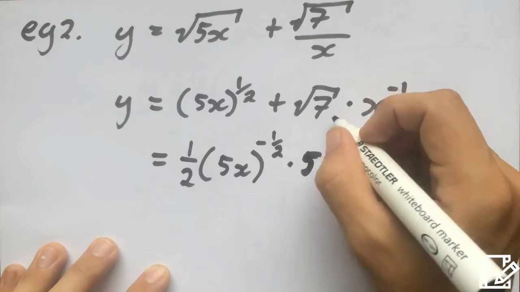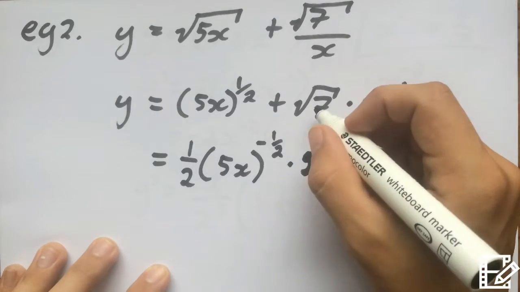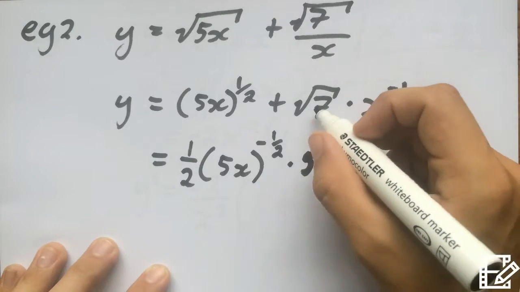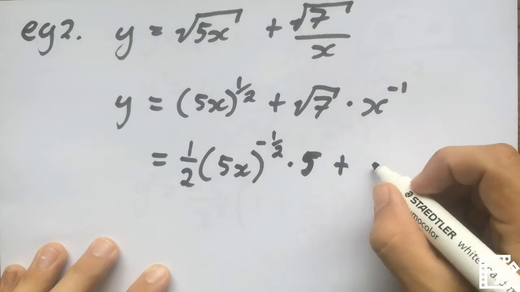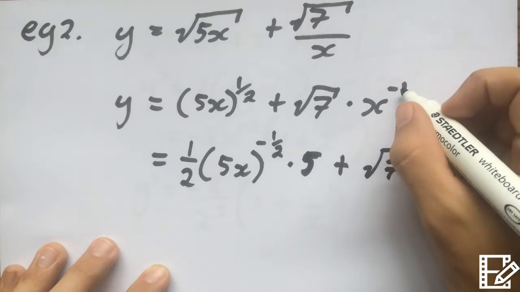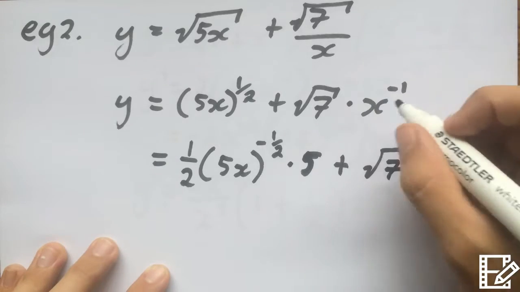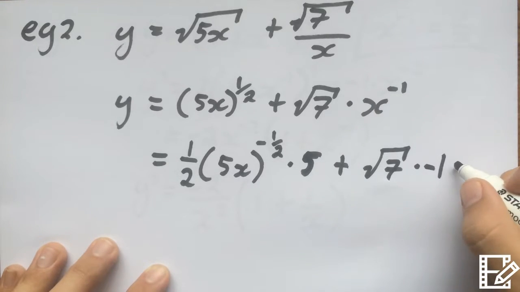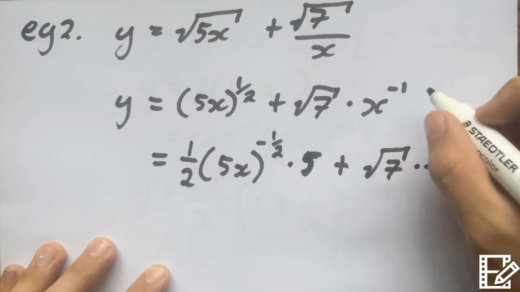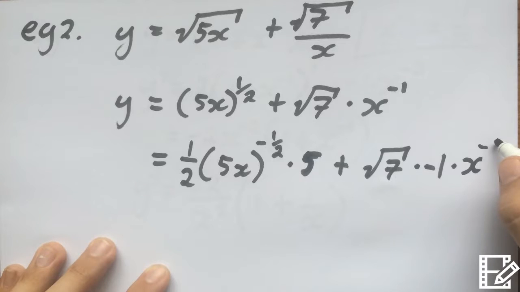Now we add the derivative of this side. Because it's multiplied to an x, we just leave the square root of 7 there. Multiplied by, we'll bring the half down, negative a half. Negative 1, we'll bring that negative 1 down, and we'll multiply it back to the x and take 1 off the power. Negative 1 take 1 is negative 2.